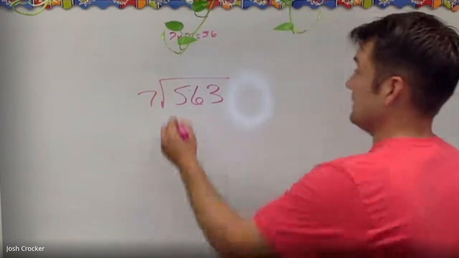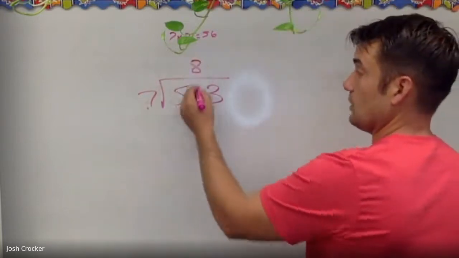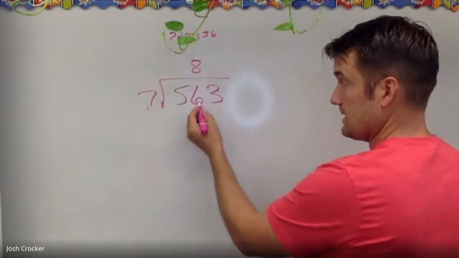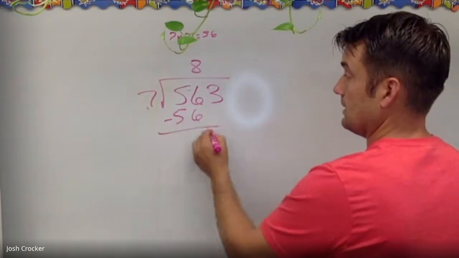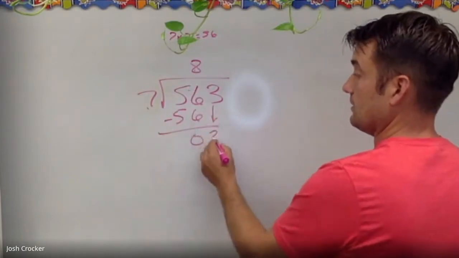So 7, the other factor goes here. I'm going into 56, so I put it above the 6 to line it up. 7 times 8 is 56. I subtract, I bring down.